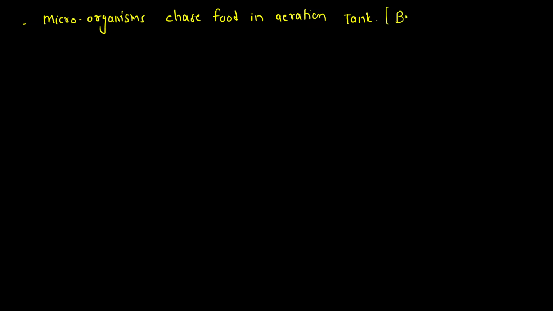Okay, now let's summarize the points we have seen up to now. The first important point is: microorganisms chase food in the aeration tank. We can visualize it as a buffet party. You must have gone to many buffet parties. What happens in a buffet party? There is some food kept at certain places. Let's say this is noodles, this is Manchurian, and this is pizza.